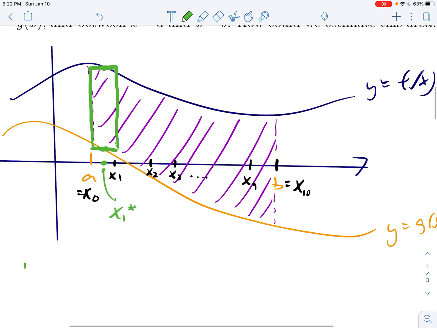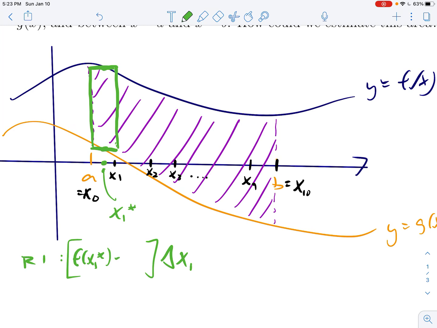My first rectangle, rectangle number 1, has an area where the base is delta x1. I'll say that my intervals are called deltas. And what is the height of that rectangle? Well, it's the height at the top minus the height at the bottom. That would be f of x1 star minus g of x1 star.